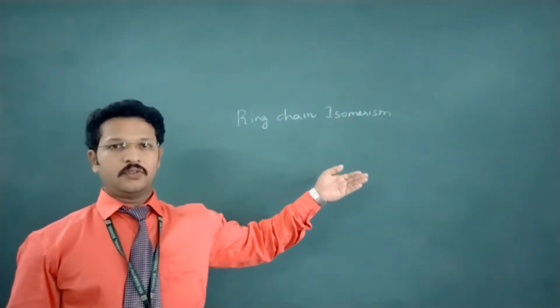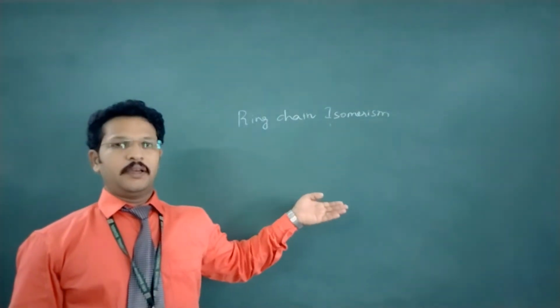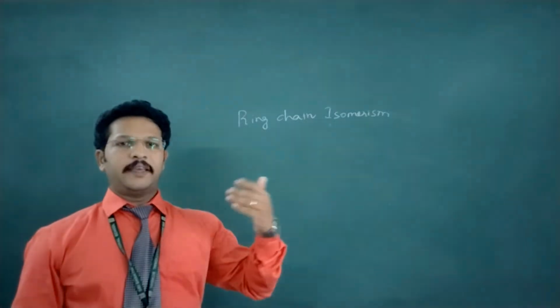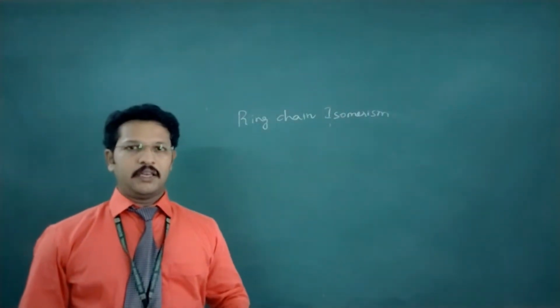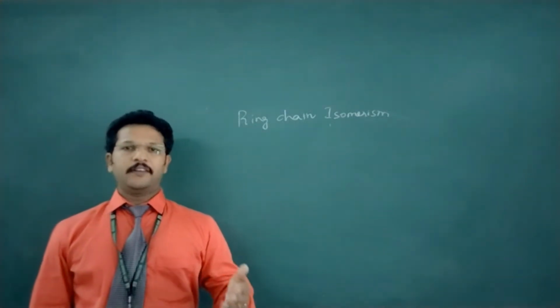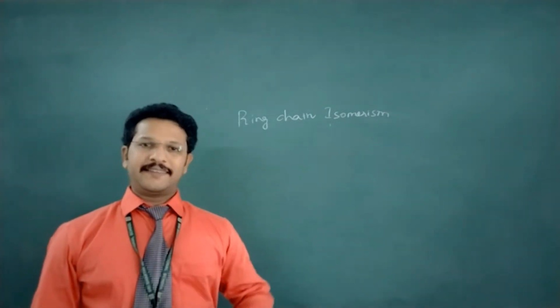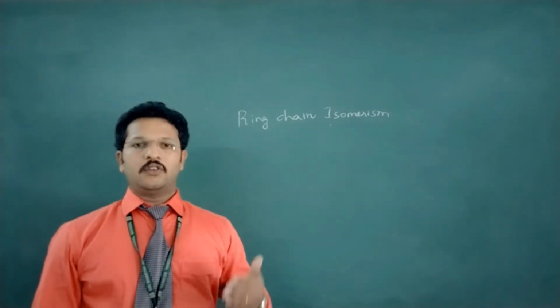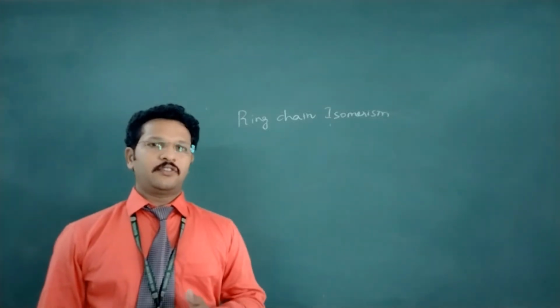Isomerism. So what is the difference between chain isomerism and ring chain isomerism? A compound will form a cyclic compound as well as a linear compound. Suppose, for example, I am taking an alkene. The alkene will have one unsaturated bond. The degree of unsaturation in an alkene is 1. In the same manner, if I am taking a cycloalkane, that will also have an unsaturation of 1. That means the degree of unsaturation is 1.